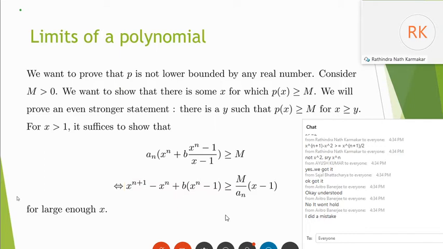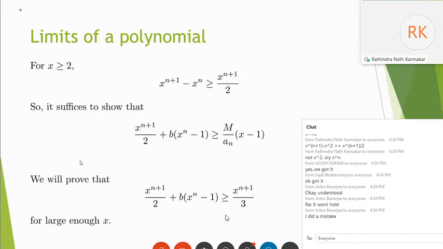it suffices to prove the other inequality. That is, it suffices to prove that x^(n+1) by 2 plus b times x^(n-1) is lower bounded by m by n times x minus 1 for sufficiently large x. So does everyone understand this step, why it is alright if we prove this inequality instead?